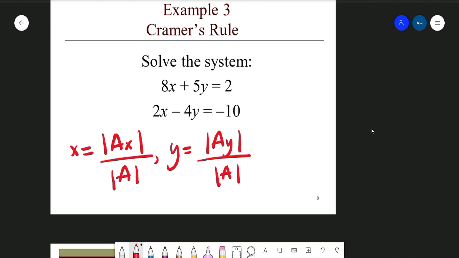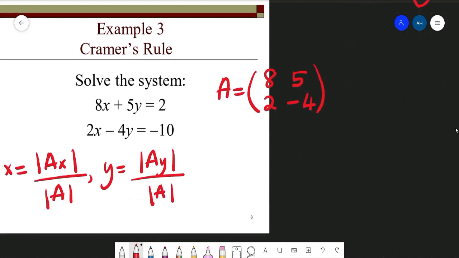Now we have to find each of these matrices. Now what is matrix A? Matrix A is equal to 8, we have 5 there, we have 4 over here, and we have negative 4. From here we can find the determinant of A. Let's find the determinant of A equal to 8 times negative 4, negative 32, minus 10. This is equal to negative 42. That is the determinant of A.